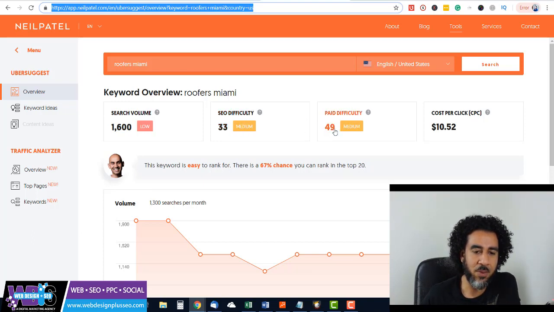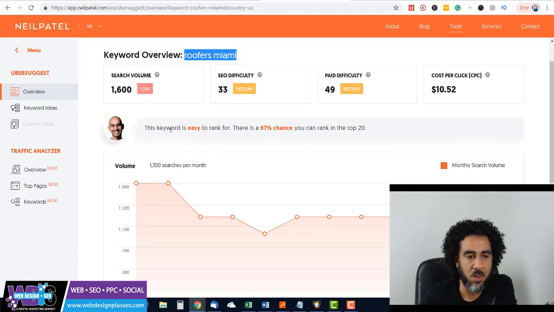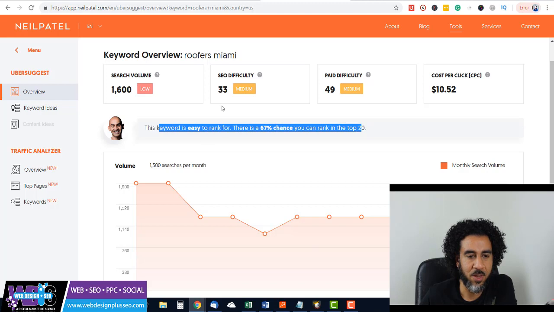You see, pay difficulty is pretty high. That means a lot of people are paying money. You're paying $10 per click to get this particular keyword. Medium, this could be about right. I would tend to like to see easy, but if you go more towards the long tail, it'll definitely be easier. His system is somewhat flawed because he says medium, but here's easy.